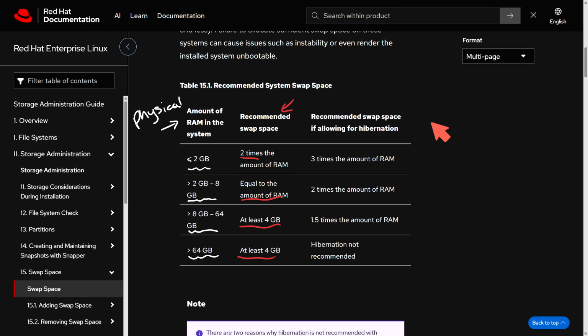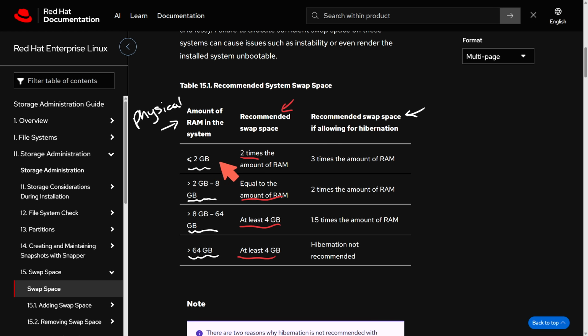A great breakdown. But that's not true all the way, because the recommended swap space, if you're allowing for hibernation, requires much, much more. Because when the system suspends into a hibernation state, that's when we actually write the contents of memory into the storage disk, and it is a perfect opportunity to write everything into the swap space. That's why they start recommending a lot more swap if you're hibernating.